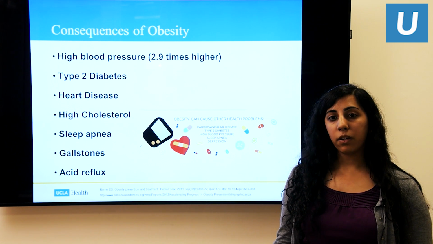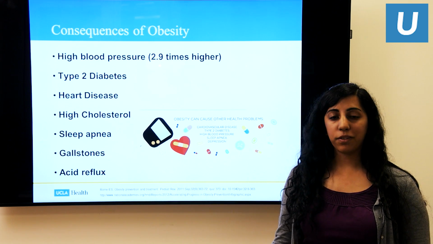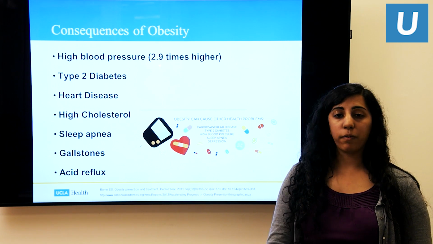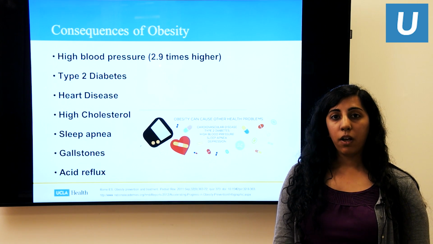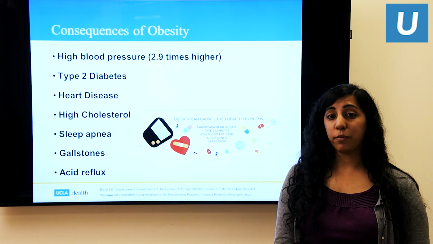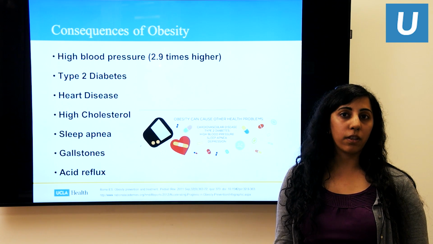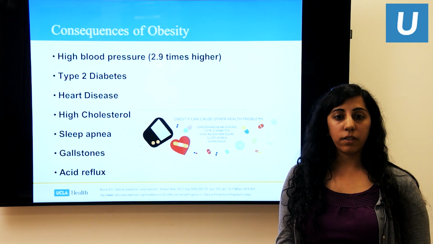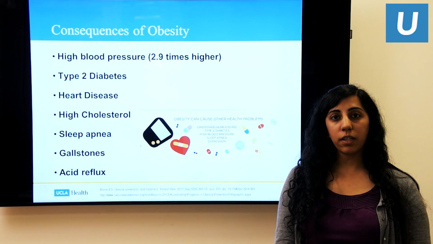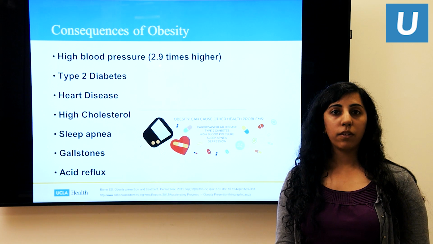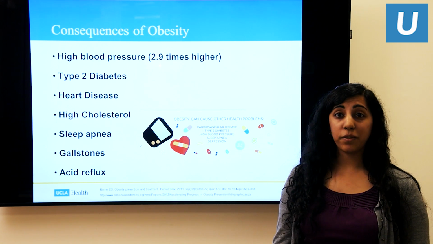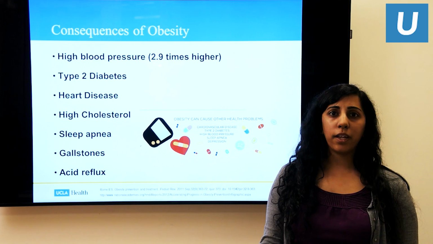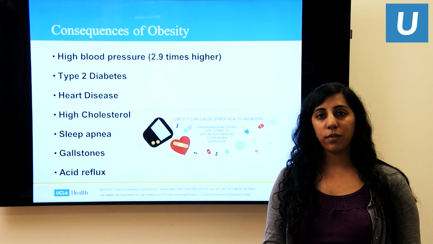You've probably heard of a lot of these complications, but just to review a few of the major ones: high blood pressure, that's something we routinely screen in children, but obese children are almost 3 times more likely to have higher blood pressure than a non-obese child. Type 2 diabetes is also an increased risk. There's increased risk of heart disease, high cholesterol, sleep apnea, gallstones, acid reflux, and this is just to name a few. And so the risk is not only increased in childhood, but continues on through adulthood.